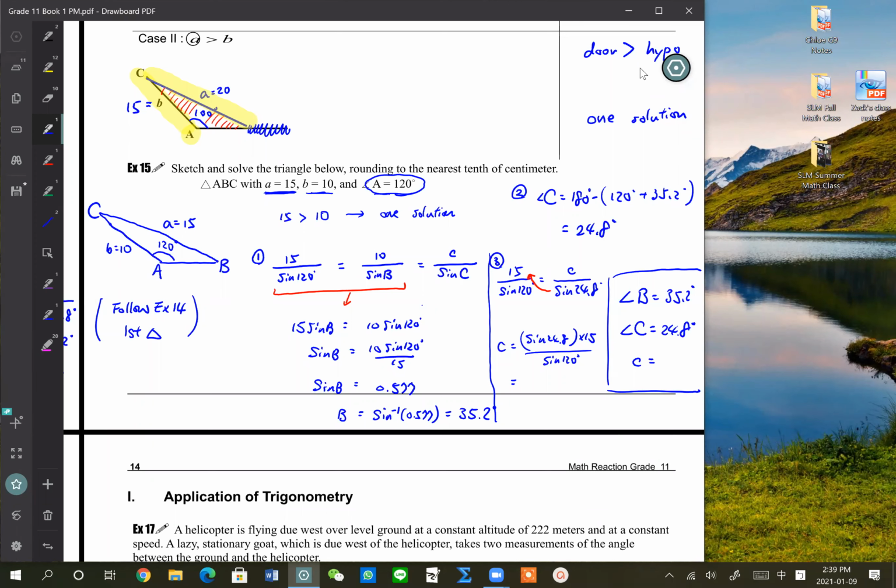Okay, I got 7.26, which is rounded to 7.3. Okay, let me double check. Angela, what do you have for side C? I got 7.3 as well. Okay. How about Ivy? How about you?